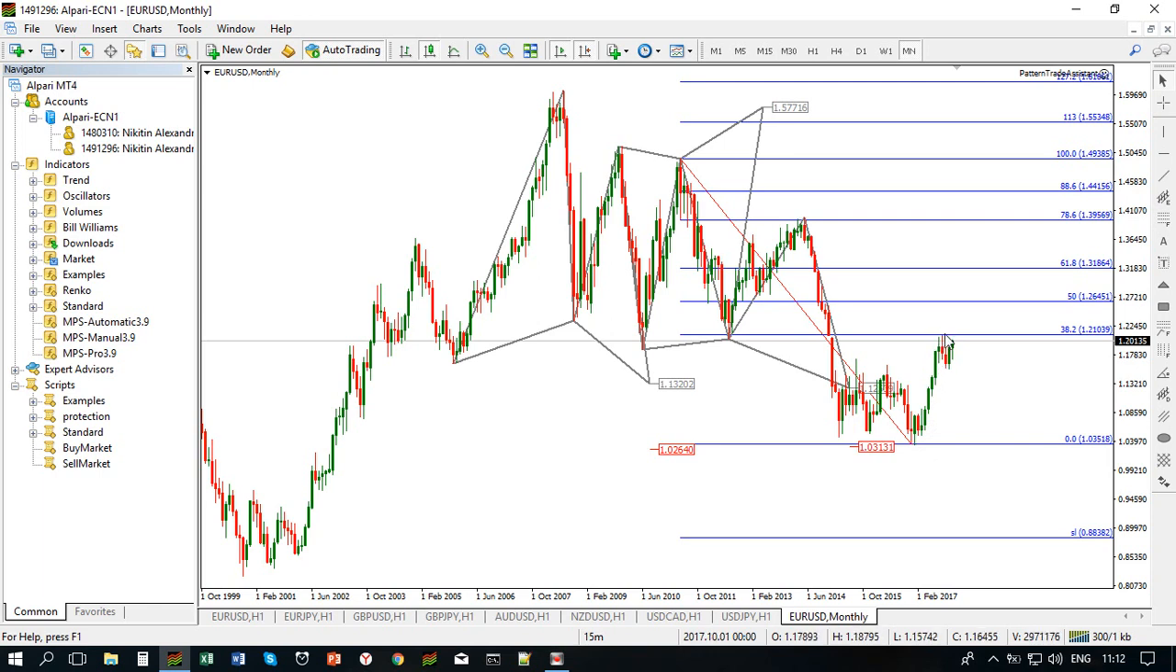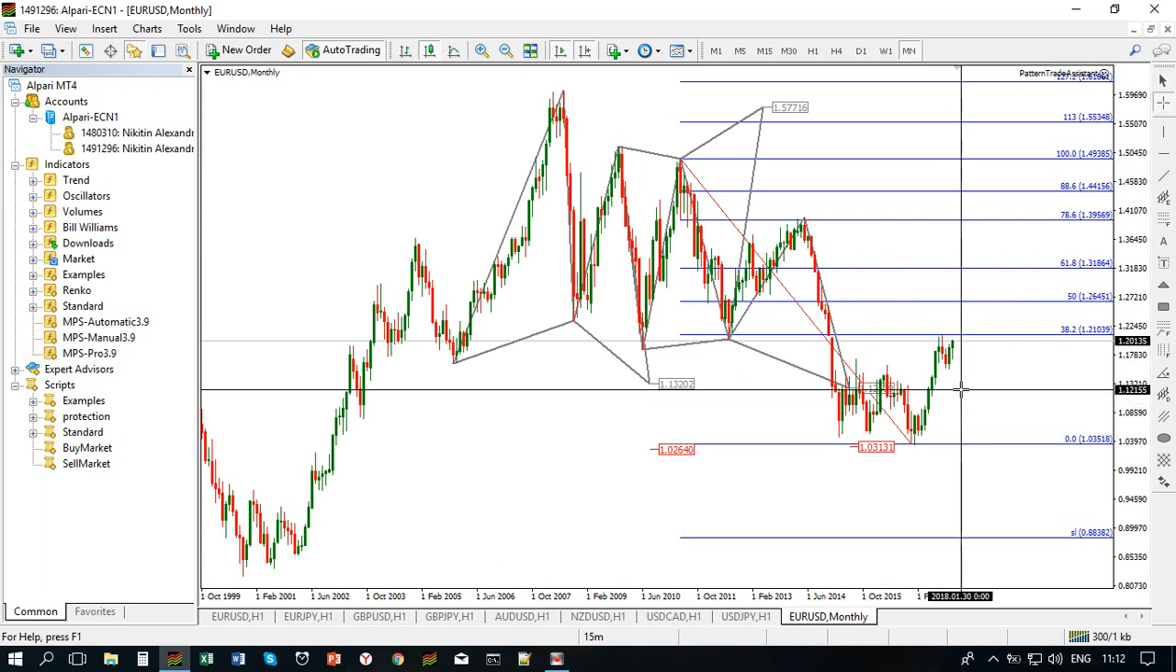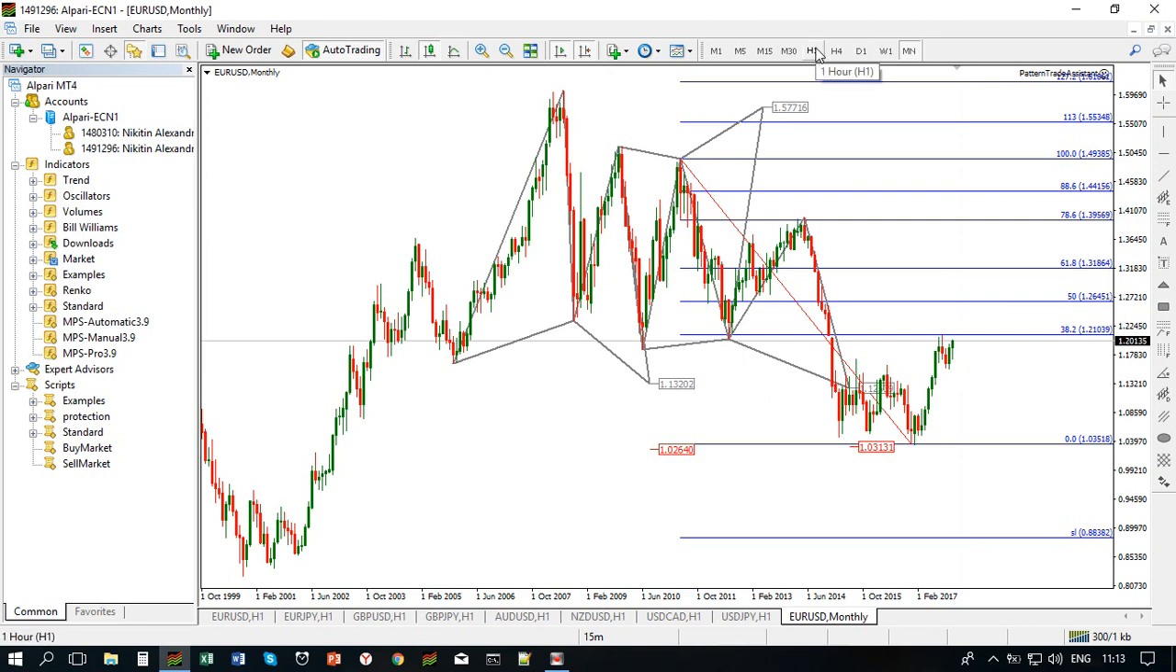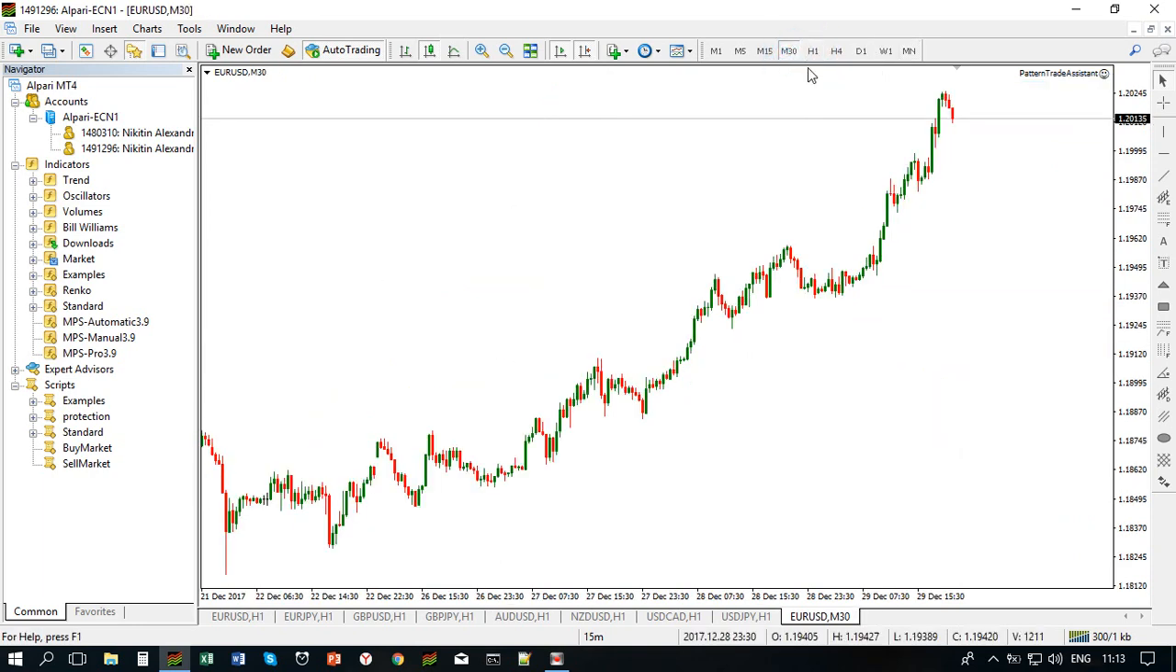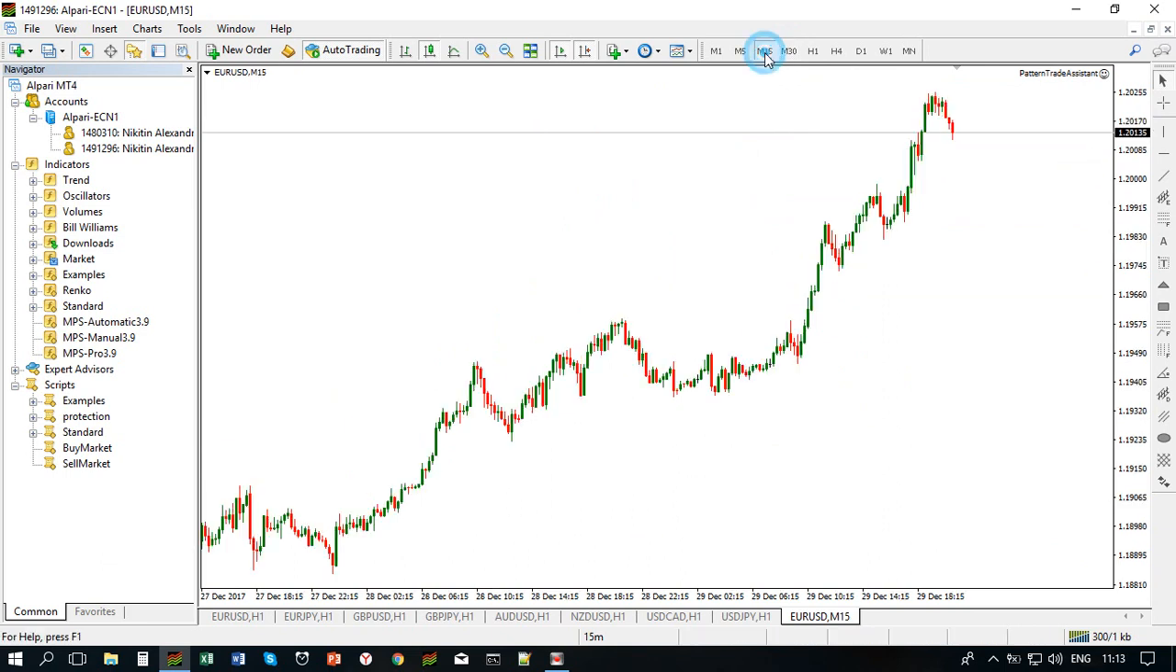Okay, the 382 is hit. Then it may go to 618 or it may reverse. So larger, enormous targets of, what was that? 800 pips if you trade monthly. Pretty cool. Okay, let me, I was looking for some pattern that is only appearing right now.